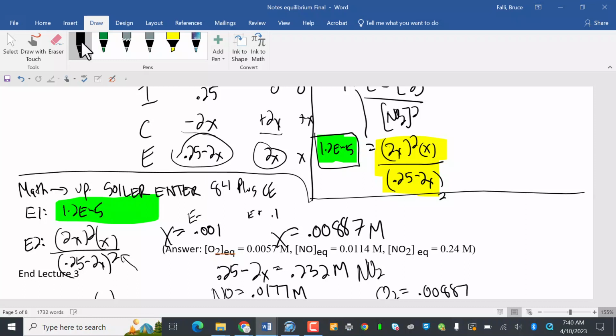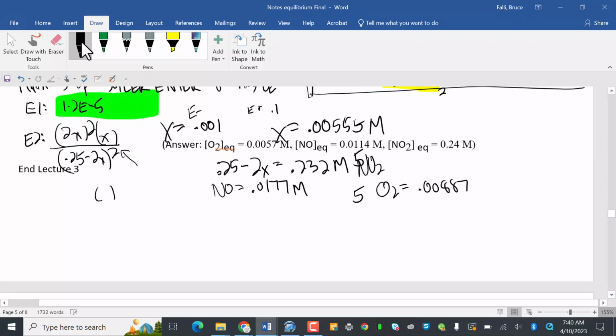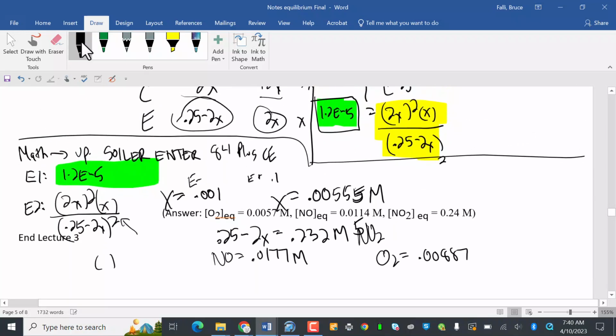And guess 0.0001, alpha enter. I get 0.00555. So x equals 0.00555. All right. So then that would change all the rest of them to what the answer key says. So I made a little boo-boo, but that's okay. We'll have some grace, right? And some pity on the poor man.